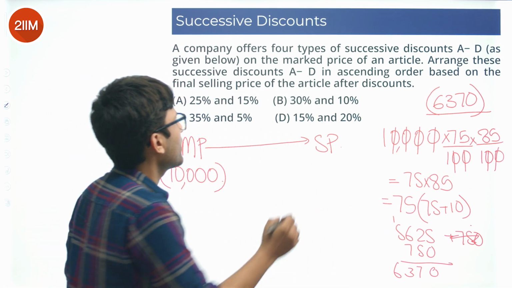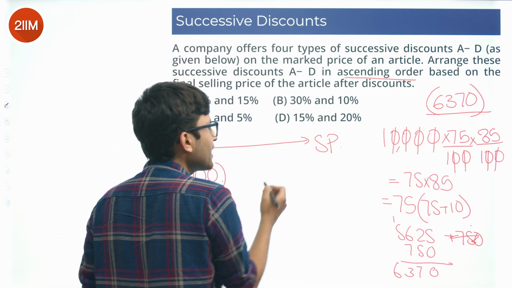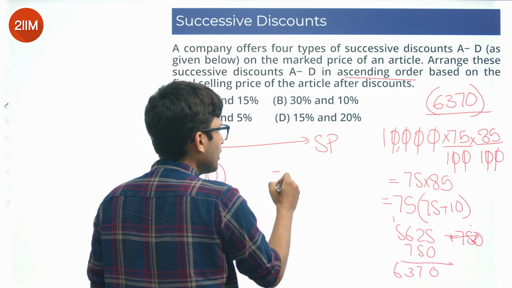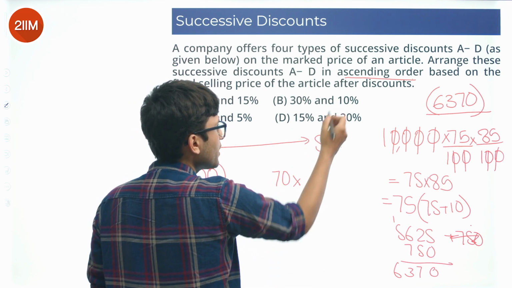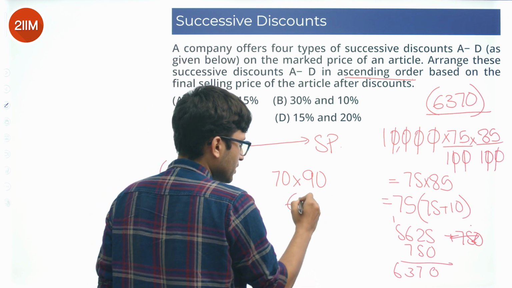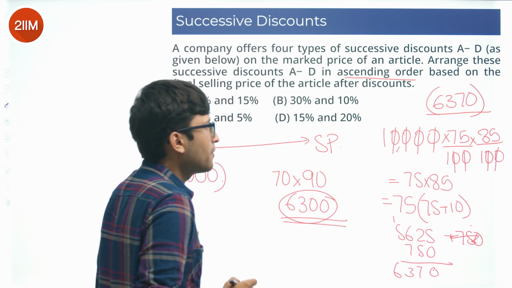We have to arrange them in ascending order. Let's continue. For the B part, again exactly the same way, I would be doing 10,000. So I would be getting a value of 70 into 90, which is 6300. So this would be my second value for B.